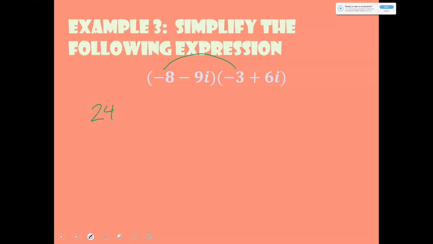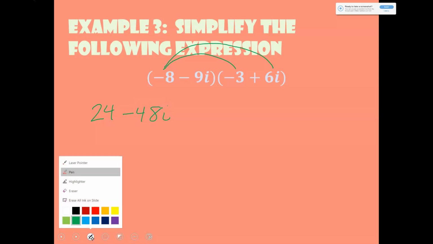Okay? Then we're going to take that negative 8 and distribute it again. Negative 8 times a positive 6 is going to give us a negative 48i, because 6 had the I. All right, so we distributed once. Let's distribute again.